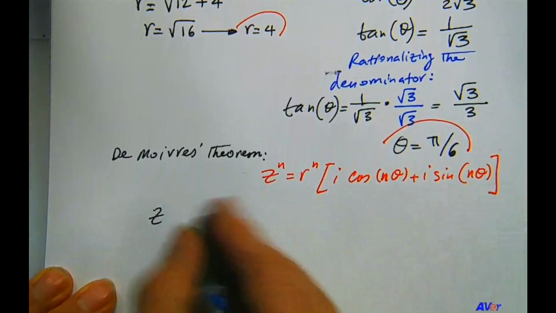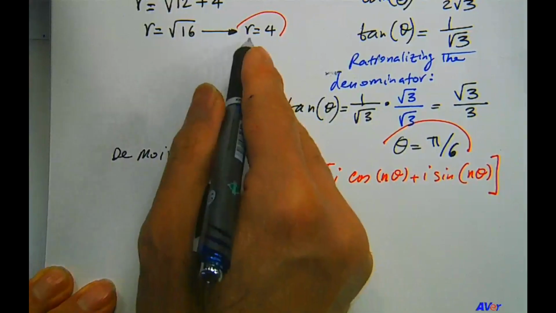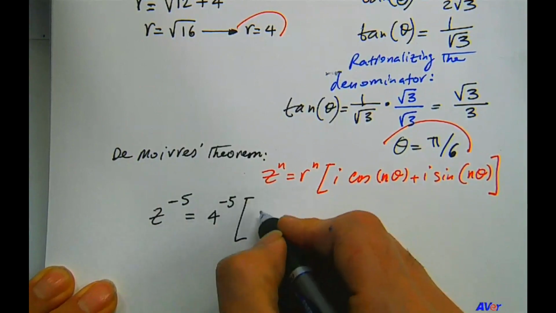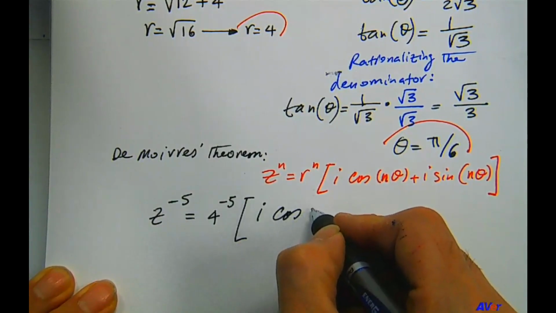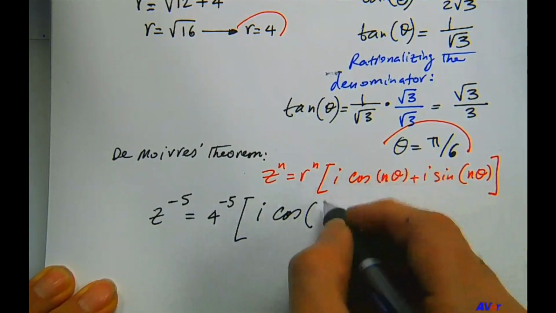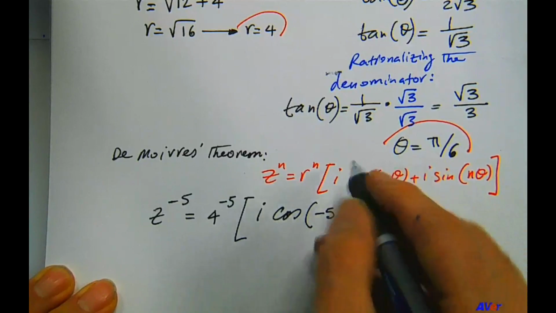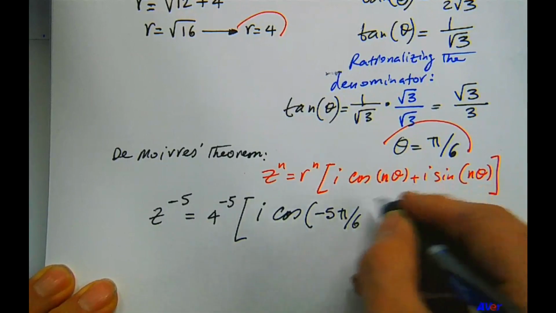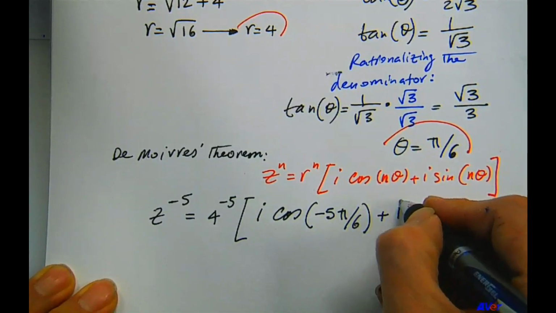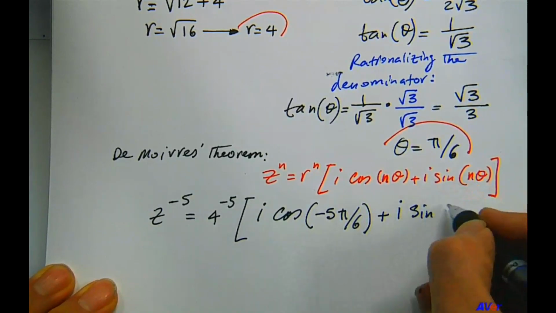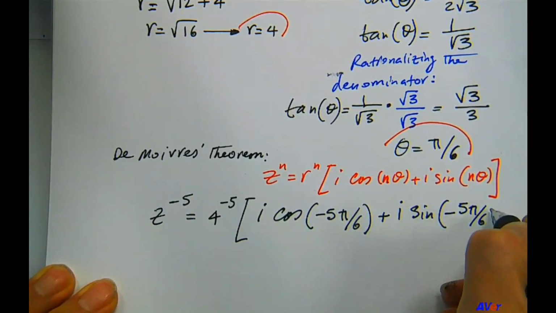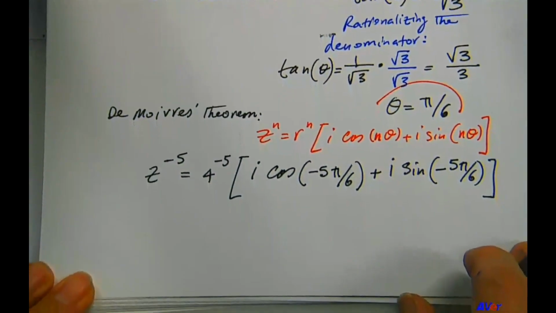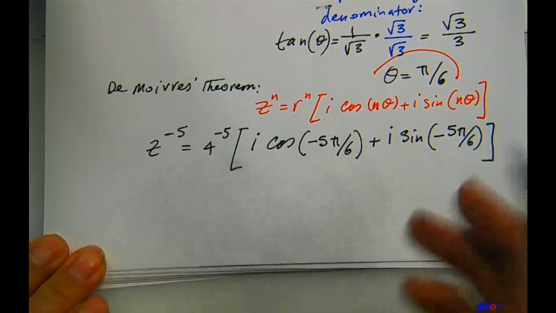Like that, equals r, which is 4, to the -5 power, times cosine of n, which is -5, times theta, which is pi over 6. So -5 times pi over 6 is -5 pi over 6, plus i sine of -5 pi over 6. Okay, so now we can simplify this.